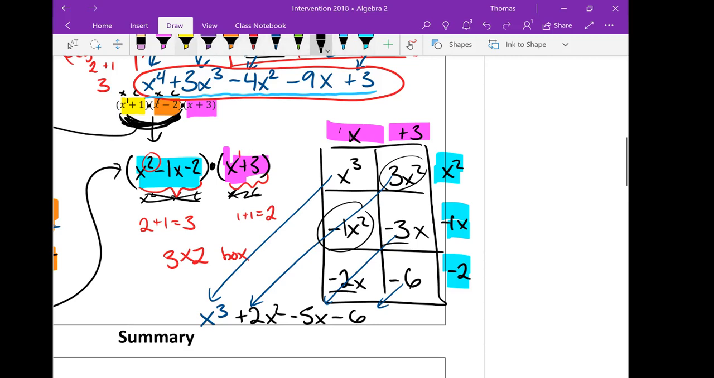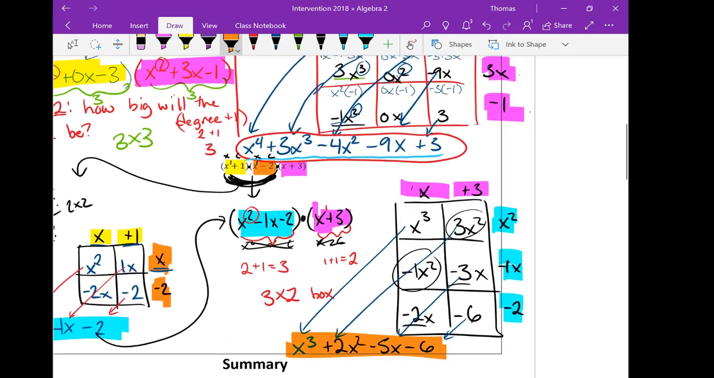So overall, this would be our final answer to this problem. We took our original multiplication problem of 3 terms being multiplied together, and we simplified it to just be one polynomial in standard form.